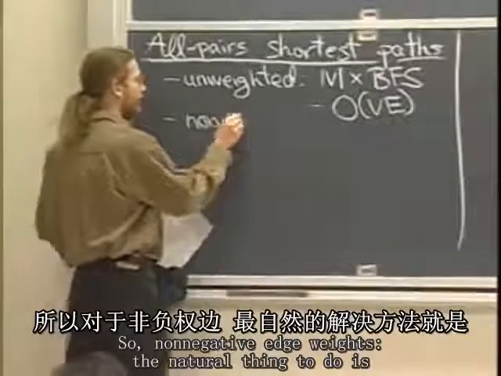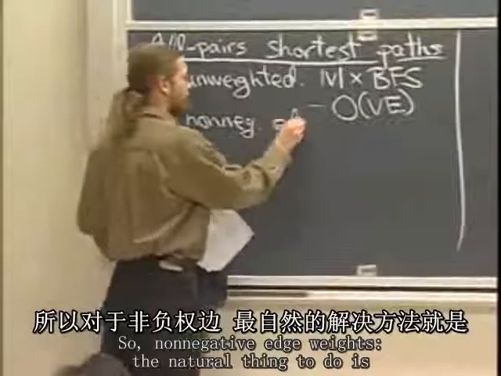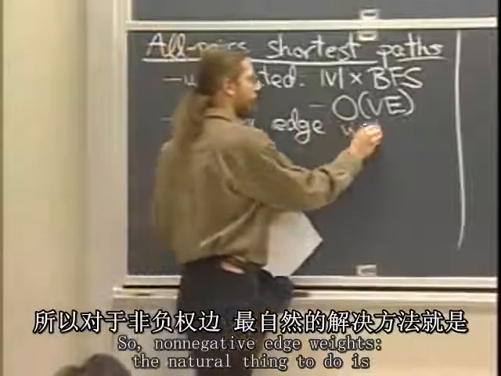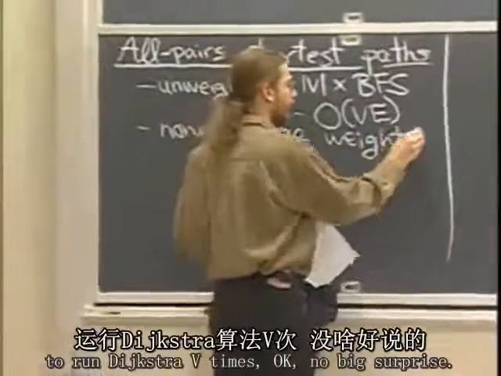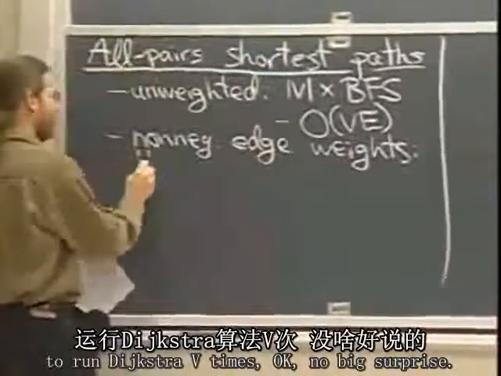So non-negative edge weights, the natural thing to do is to run Dijkstra V times. Okay, no big surprise.